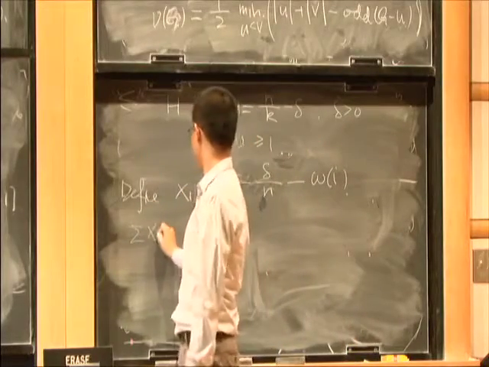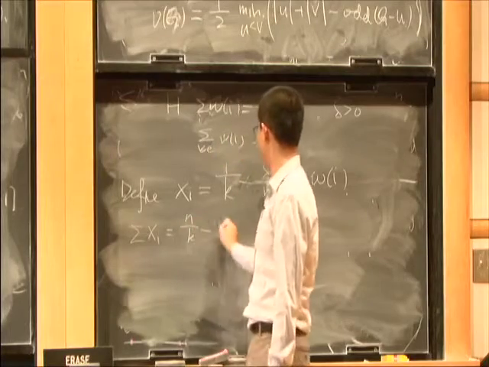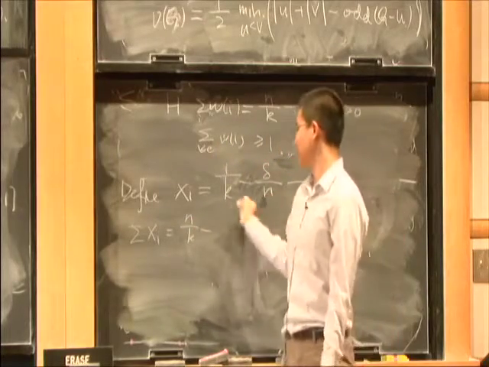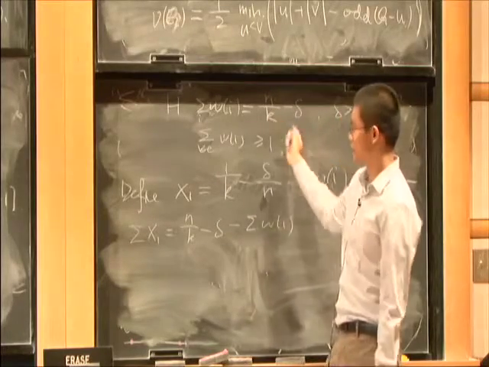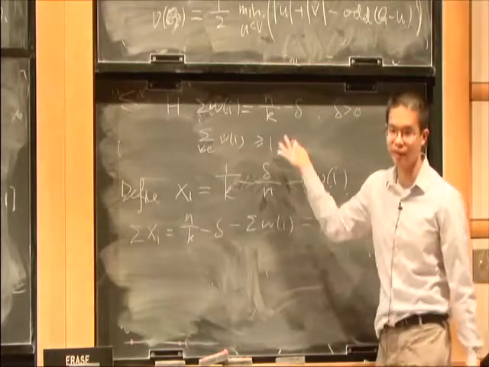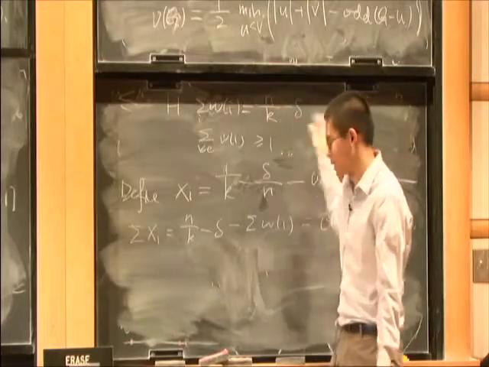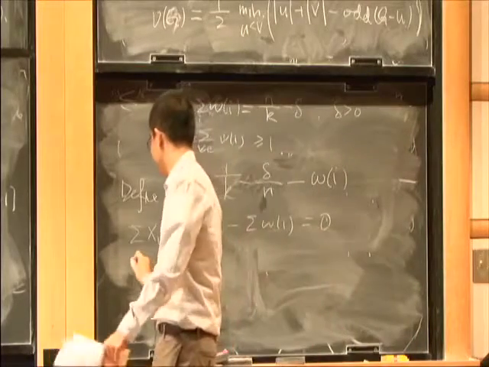So the sum of Si is equal to n over k minus, so here this is delta over n times n, so it's delta minus the sum of Wi. We know this is equal, so basically we get this is equal to 0. So this is equal to 0.